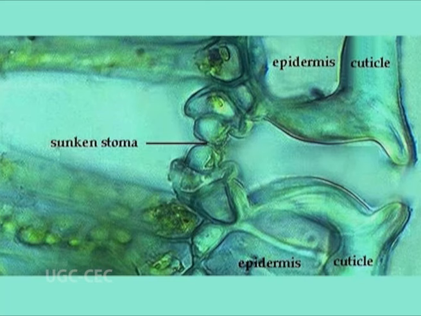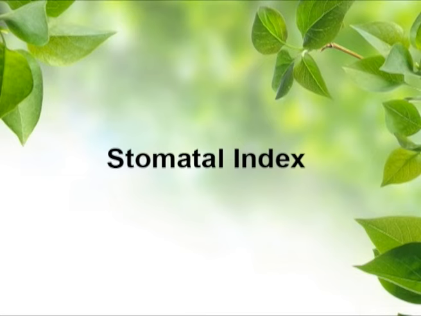Such deeply embedded stomata are called sunken stomata. This is an adaptation to check excessive transpiration in these plants.